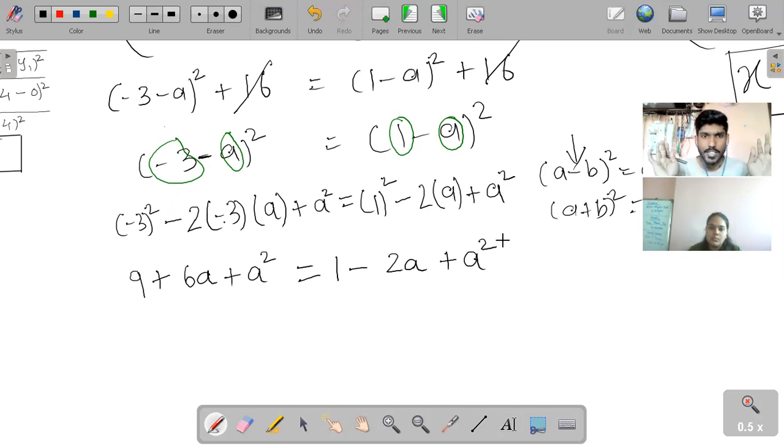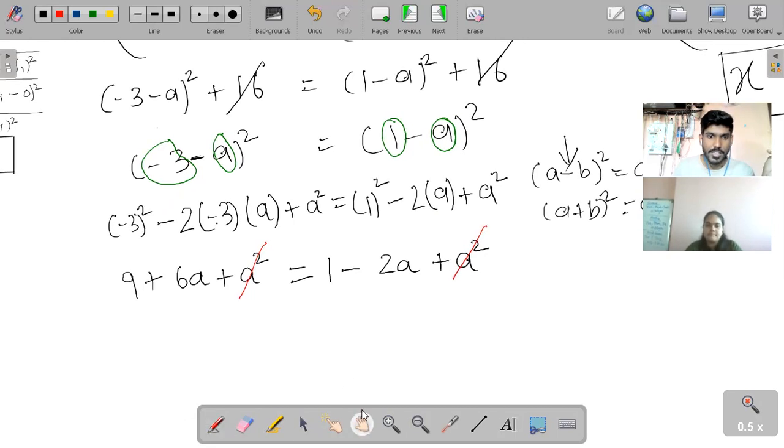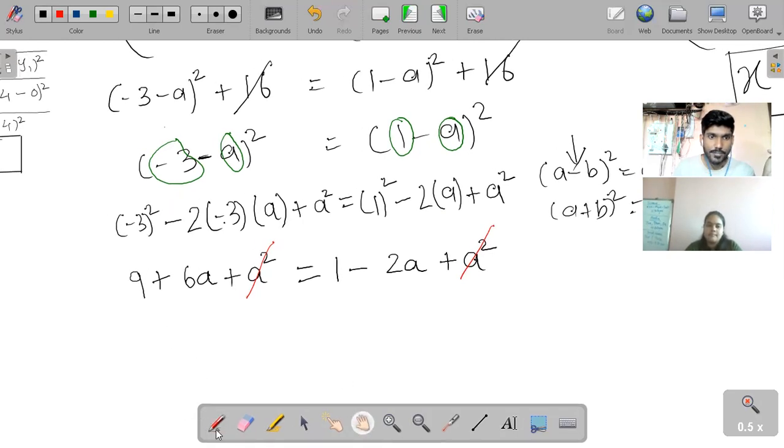Now can you tell me what will get cancelled? Which term will it be? A square. Correct. So I'll cancel plus a square and plus a square. The next step, just write what is remaining. So you have 9 plus 6a equal to 1 minus 2a.